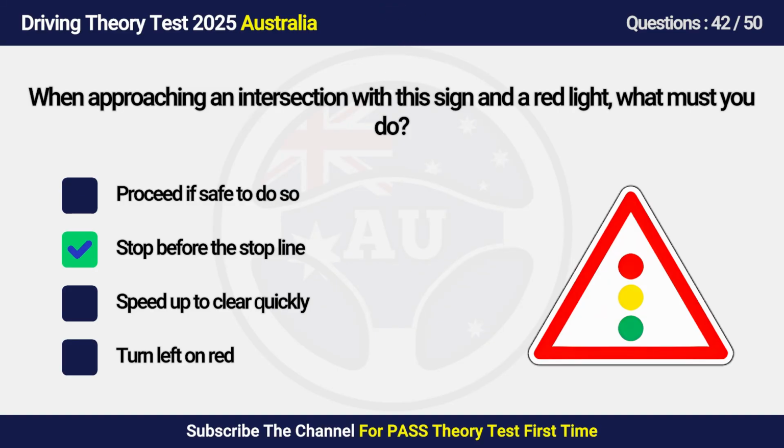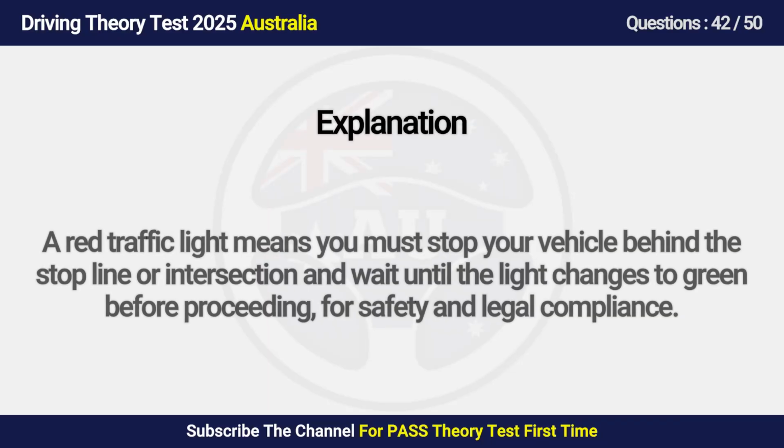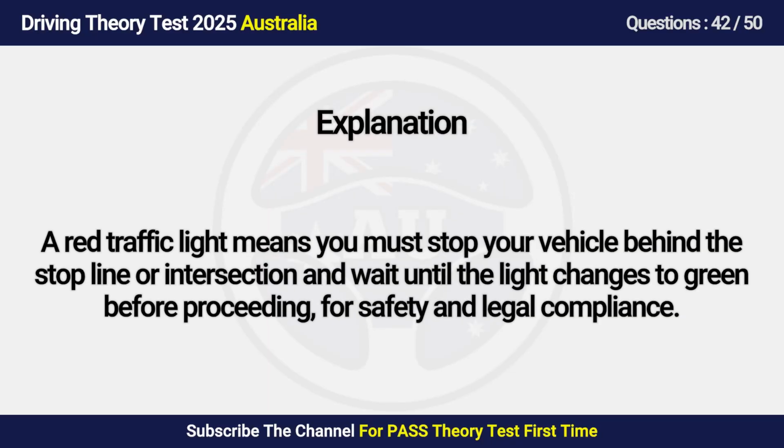Answer is B. Stop before the stop line. A red traffic light means you must stop your vehicle behind the stop line or intersection and wait until the light changes to green before proceeding, for safety and legal compliance.